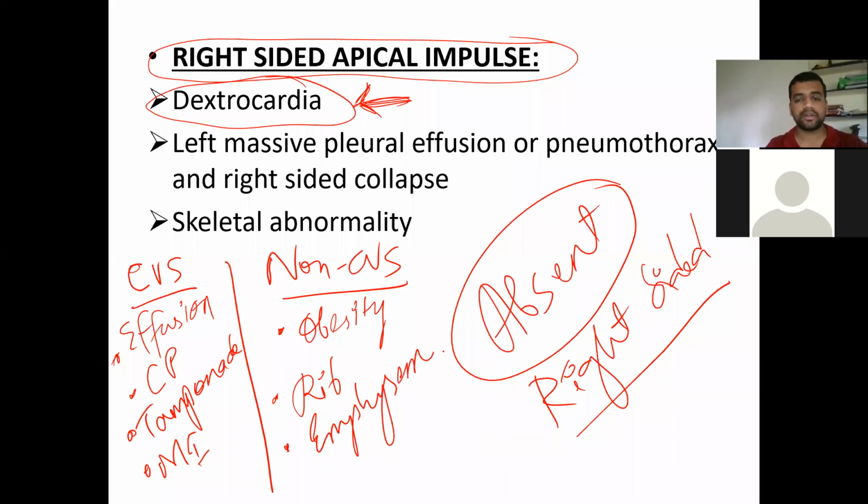Then here still more. Pleural effusion is there. Then we have pneumothorax. Anything else? Any more causes? Non-CVS causes? One more is there. It is sometimes due to fibrosis.